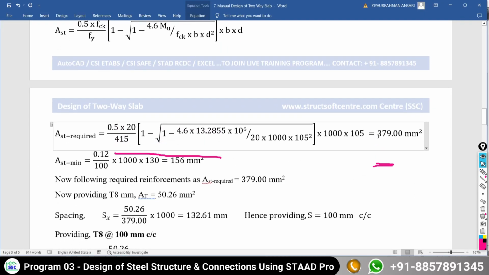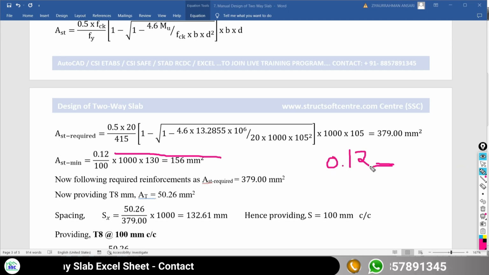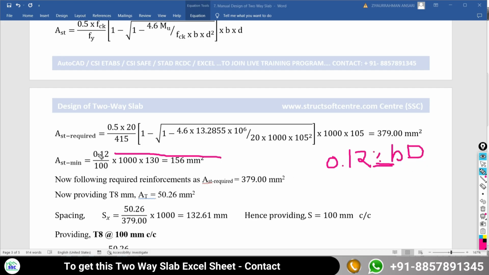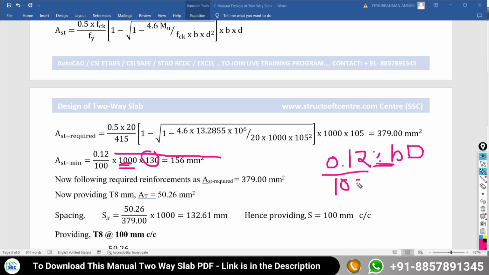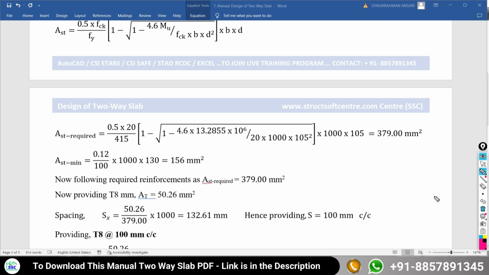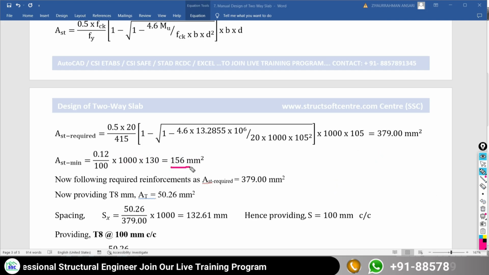Now this is the design requirement, but the IS code is recommending that for the slab, in each direction, the minimum percentage of reinforcement should be 0.12% of sectional size, meaning B and overall depth. 0.12%, B is 1000 over 1 meter width of the slab. We make the calculation multiplied by overall depth, and 0.12% means divide by 100. After doing this calculation, the minimum area of reinforcement should be, in both directions, 156 mm square.